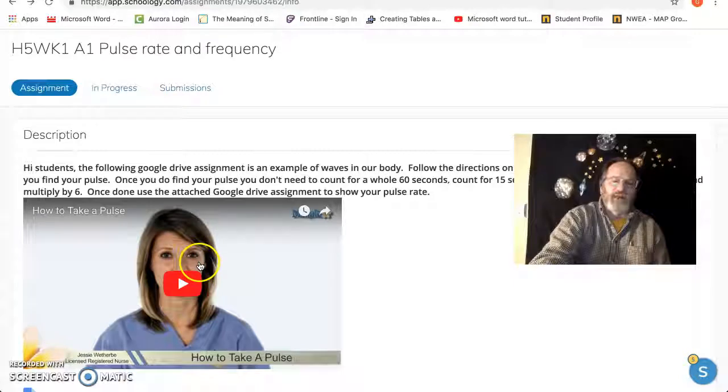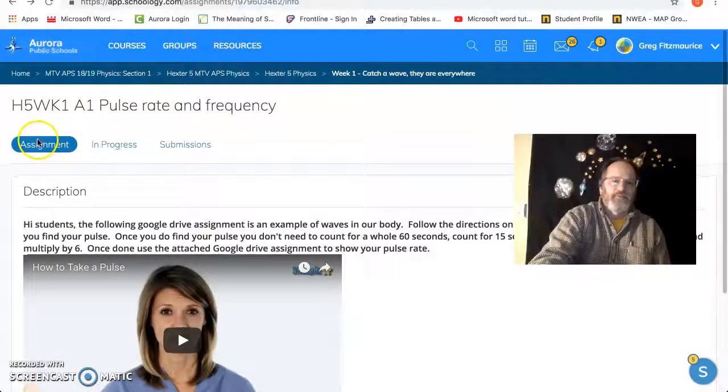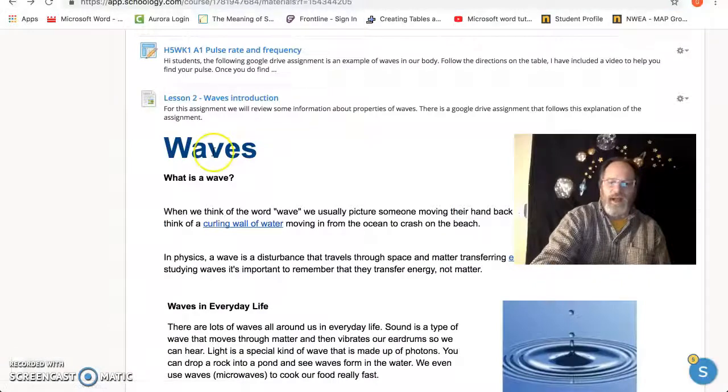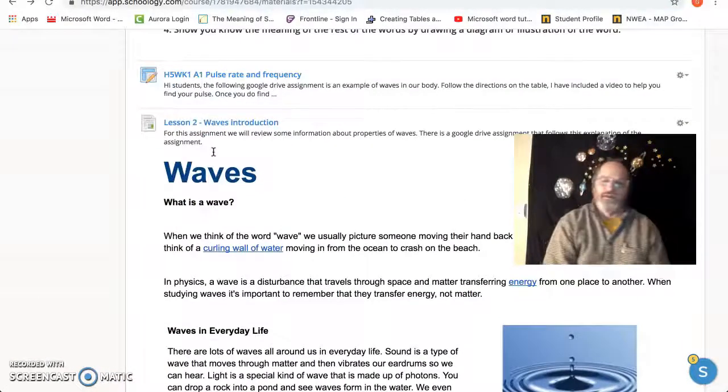This tells you how to take a pulse, and then there's a little assignment attached, a little chart you can fill in right there. And that'll get you started with some wave activities. There are waves right in our bodies, okay? And that is the blood coursing through your veins.